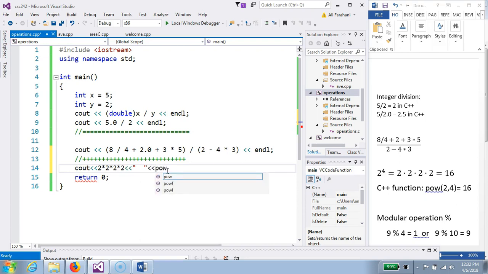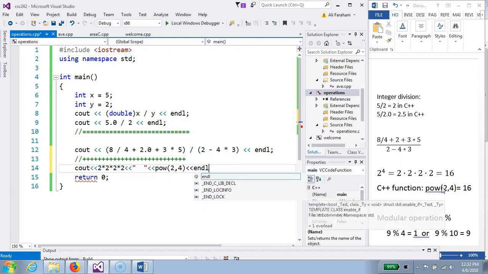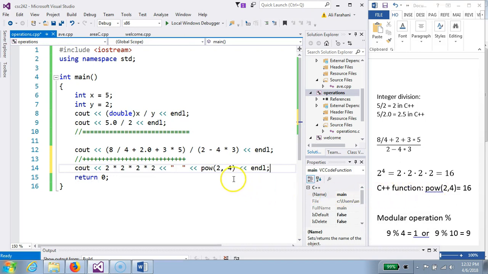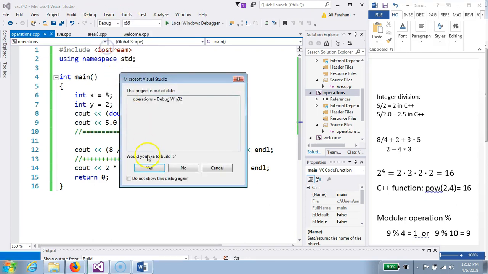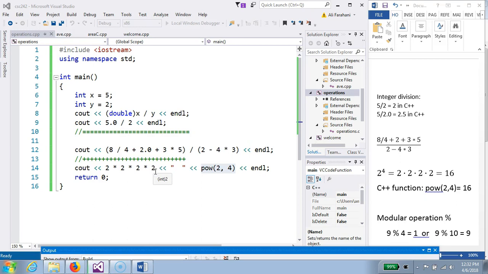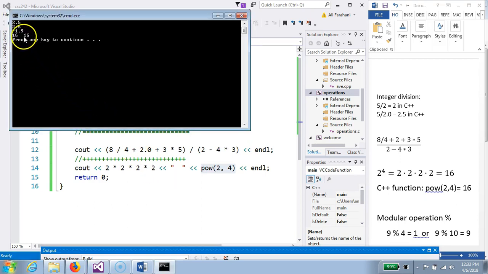If I want 2 to the power of 4, there it is, cout, rather than writing 2 times 2 times 2 times 2, I can actually write down pow. I'm going to call the power function, and it has 2 arguments. The base, which in this case is 2, and then the exponent, which is 4 in this case, and end line, right? So these would produce the same result, but it is of course much more convenient to use the power function to do all exponential computation. So we'll run this, and what we see here is 16 and 16, both of them come out to be correct.